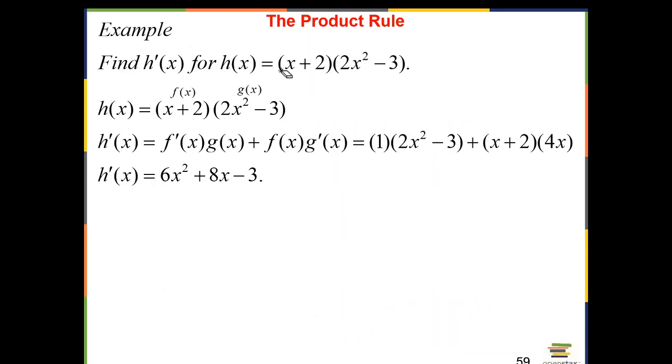So find h prime if h of x is given by this product. Okay, so h of x equals, again, remember, h is f times g. So what's the derivative of f times g?